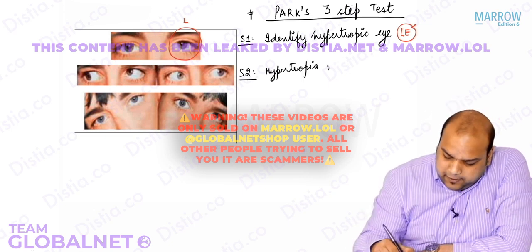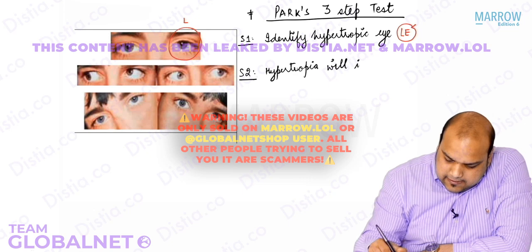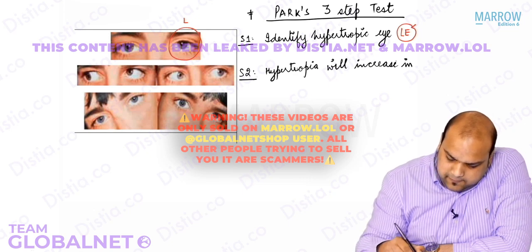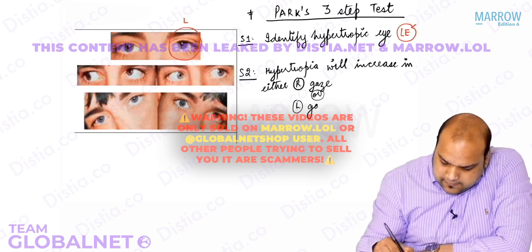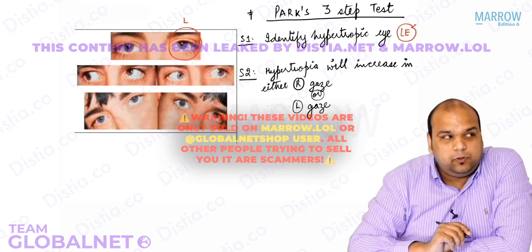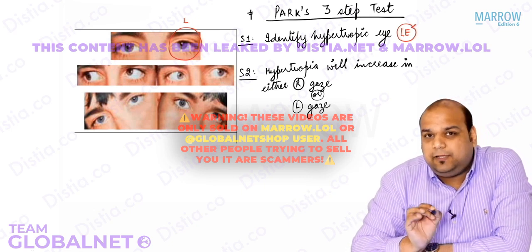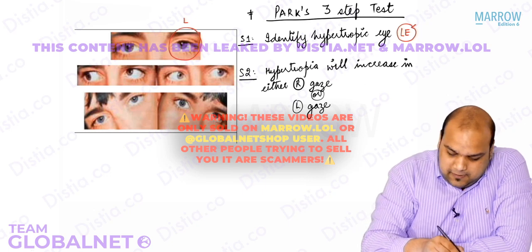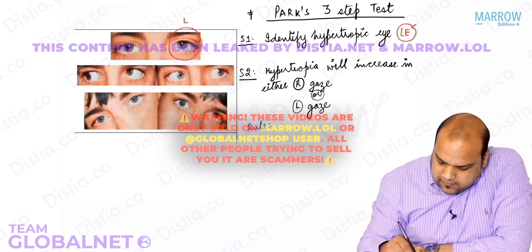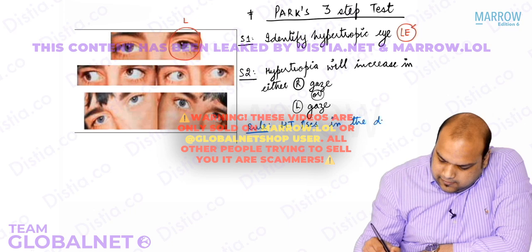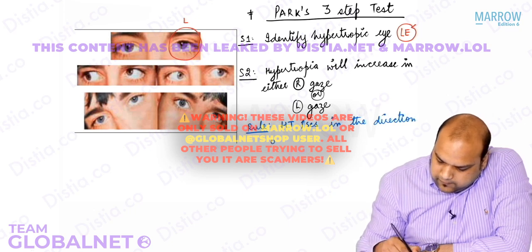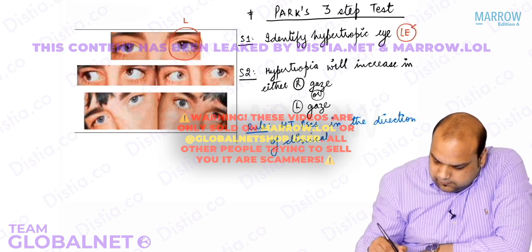The hypertropia will increase in either right gaze or left gaze. You ask the patient to look towards the right as well as the left. In any one of the gazes, the hypertropia will increase. The rule for step 2 is: hypertropia increases in the direction of clinical action of paralyzed muscle.